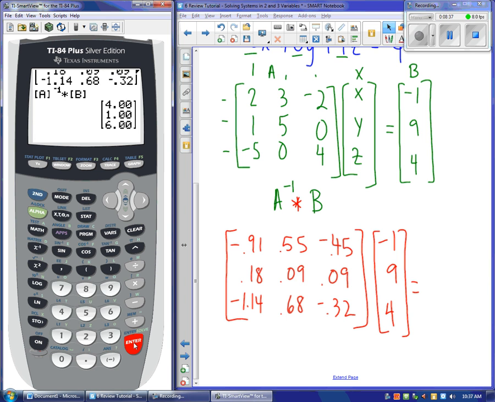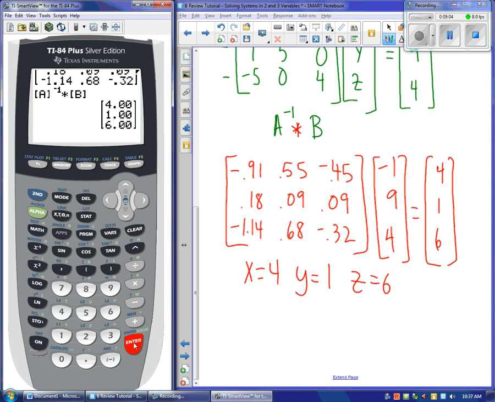When I press enter, it'll give me my solutions. Now notice I fixed the decimal places to 2. So that's why it's showing as 4.00, 1.00, and 6.00. The solution, though, is simply 4, 1, and 6. And those values correspond to the values of x, y, and z. So x is 4, y is 1, and z is 6. Another way of writing that would be as an ordered triple, 4, 1, and 6.